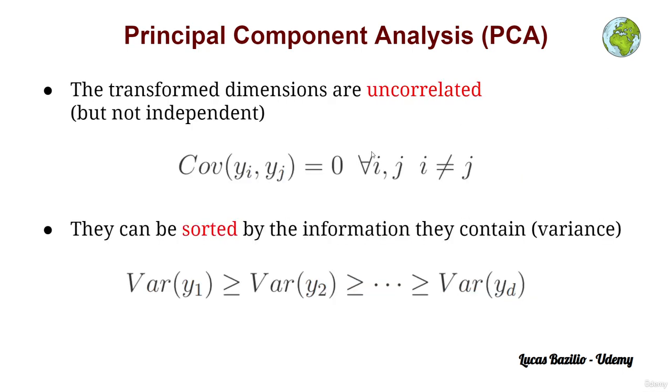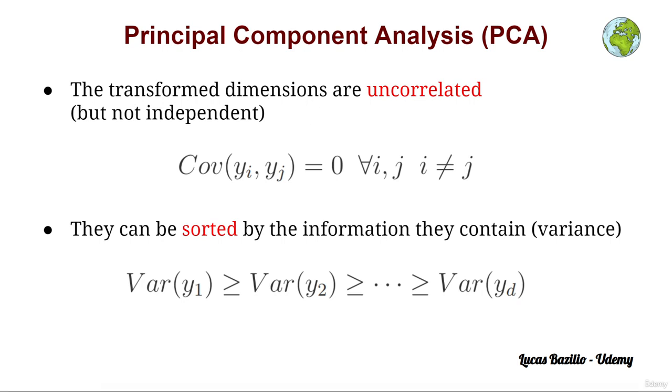Now, the transformed dimensions in PCA are uncorrelated. Remember that correlation in statistics is any relationship, whether causal or not, between two random variables. So in the PCA technique, these transformed dimensions are uncorrelated, they have no correlation, but they are not independent. Since they are uncorrelated, the covariance is equal to 0 for any two of these transformed dimensions.